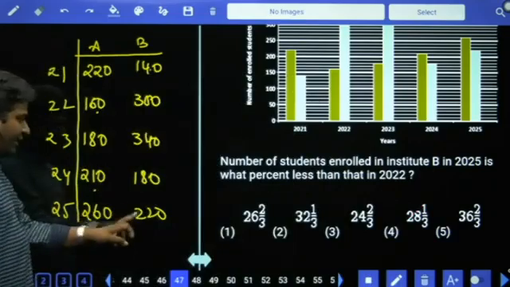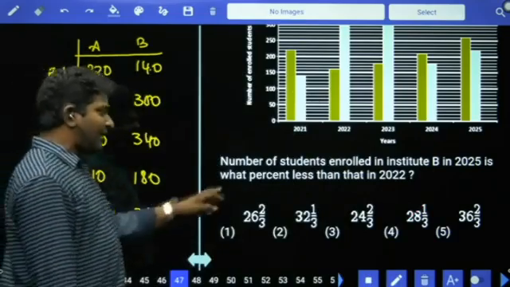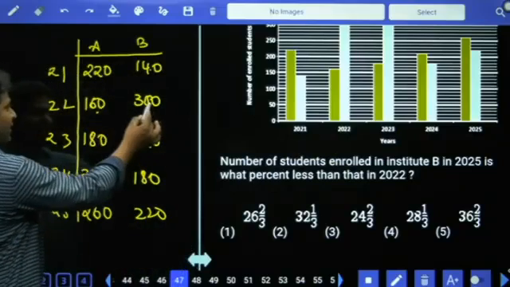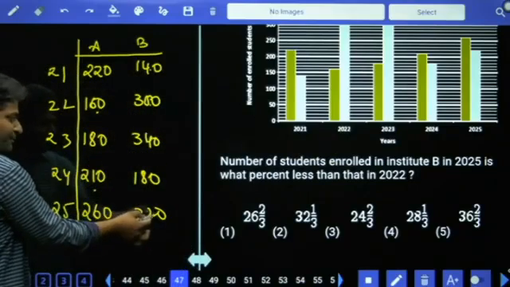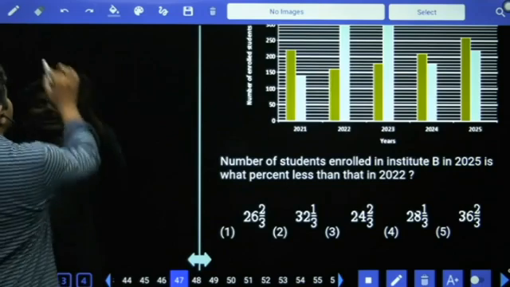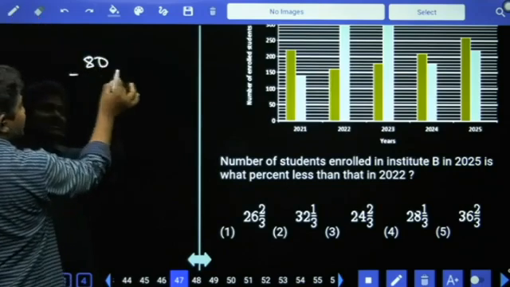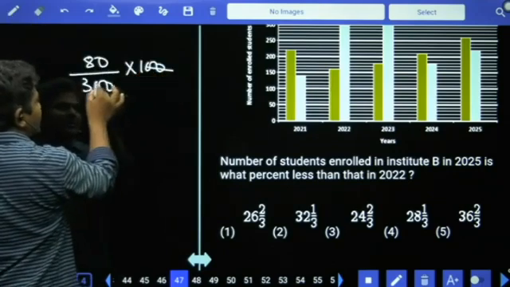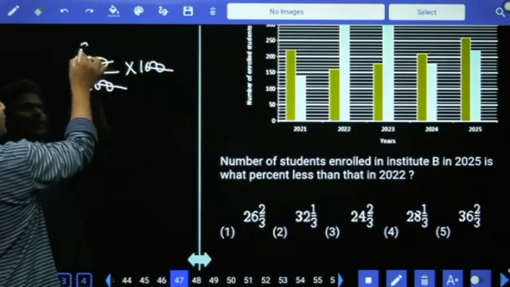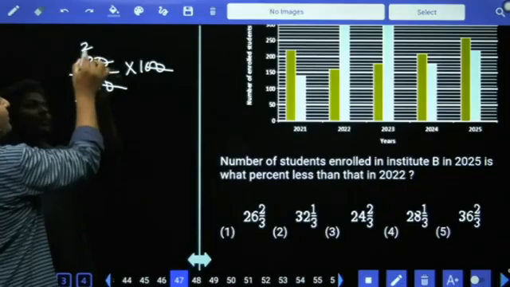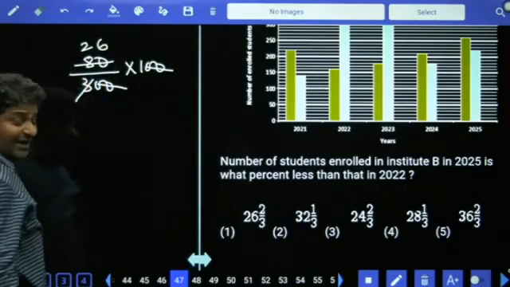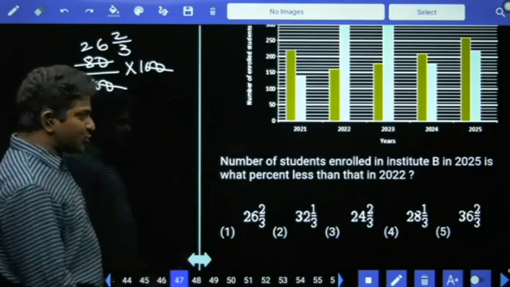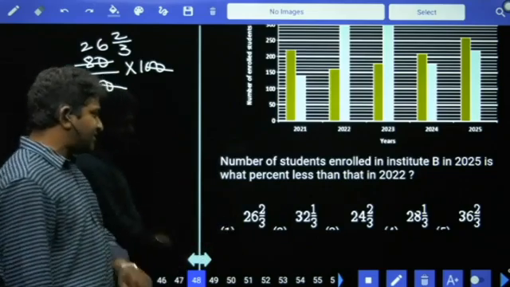Next, the number of students enrolled in Institute B in 2025. In 2025, Institute B has 220 people. Is what percent less than that in 2022? In 2022, we have 300. With respect to 300, 220 is definitely 80 less, out of 300, times 100. 2 zeros cancel, 2 times here, and then 20 we have. 6 into 3 is 18, 2 left, that is 2 by 3. So 26 2 by 3%. First option is our answer.